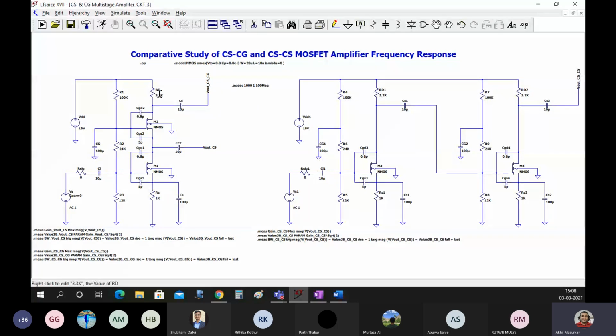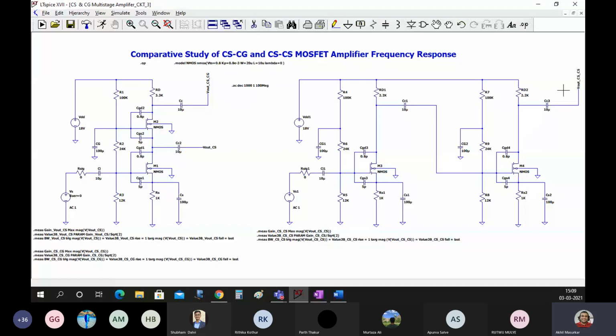Now first I will simulate and tell you what we have actually done here. We are measuring three outputs. First is the first stage of the CS-CG amplifier, then the output of the CS-CG amplifier, and then the final output of the CS-CS amplifier. So we are having Vout CS, Vout CS-CG, and Vout CS-CS.